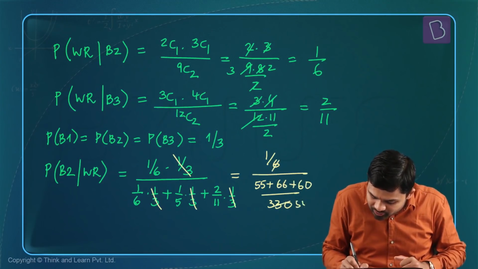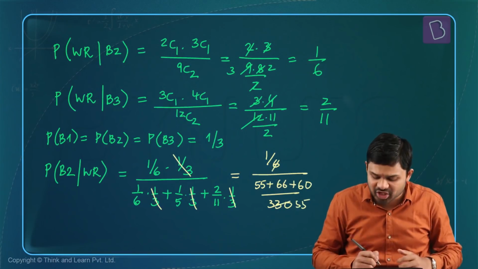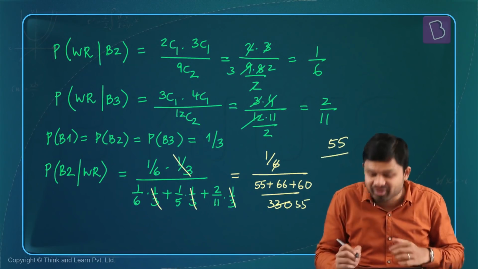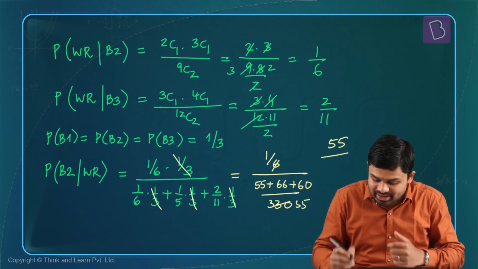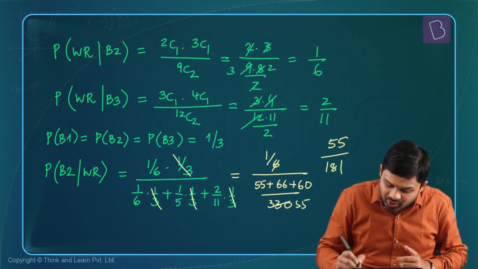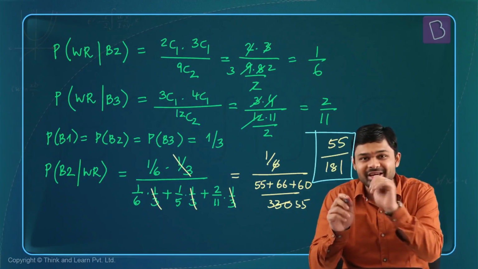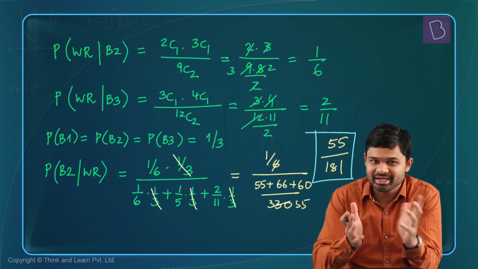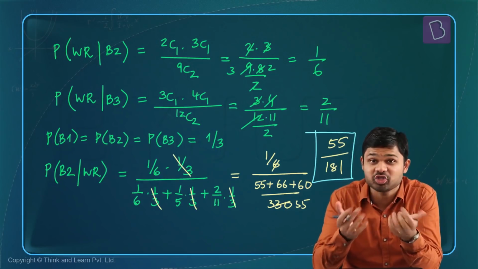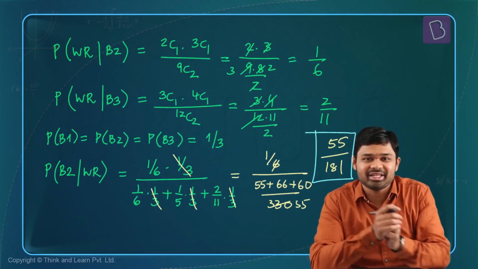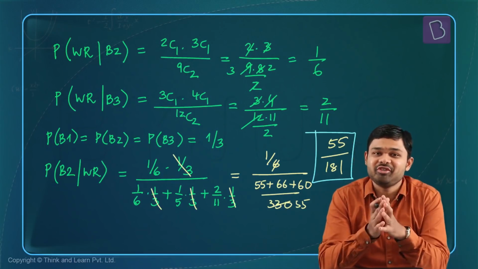So this will lead to a little bit of simplification. So you actually have 55 divided by 55 plus 66 is 121, plus 60 is 181. No more simplification required, because 55 by 181 appears in one of the options. You're going to map that option because it's a single correct answer. No need to do any simplification. I'm not even sure if you can do a simplification. So 55 by 181 is the correct answer to this question from the passage.